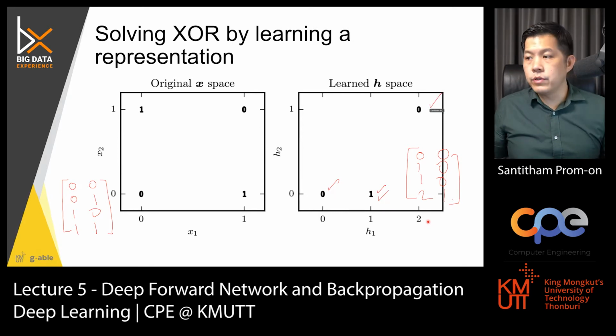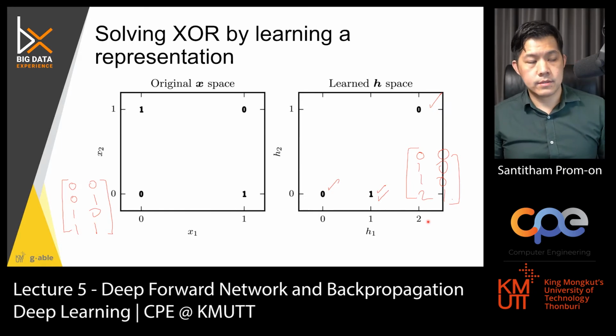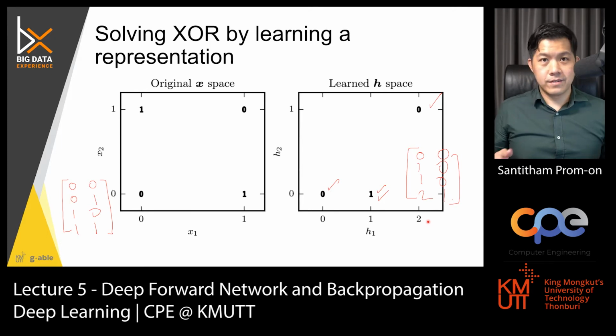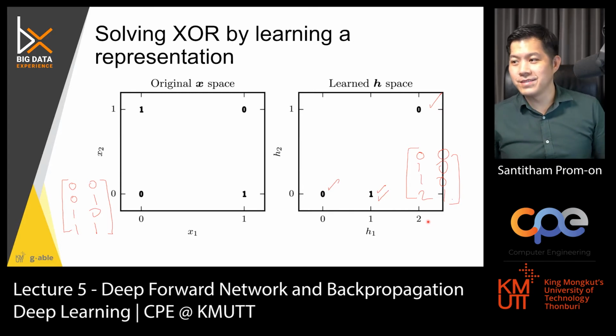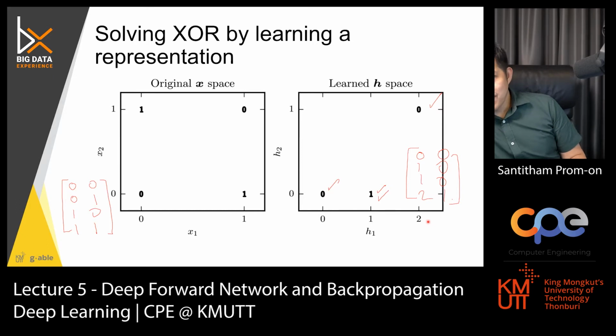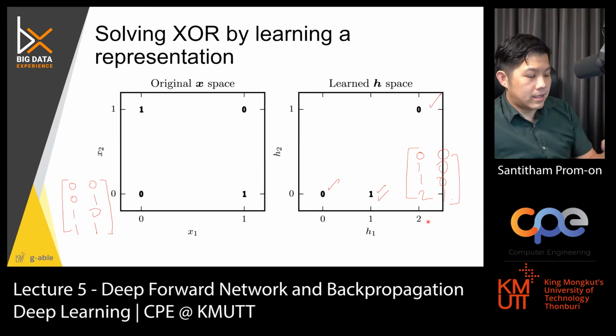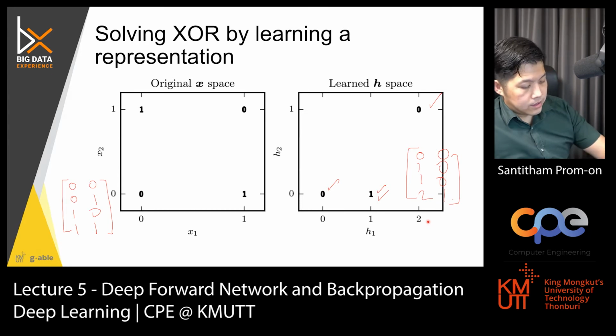So can anyone explain to me what happened here? Turn on the microphone and speak. That's fine, type in the chat, it's okay as well. What happened? Oh, and by the way, once we saw that there is this learned space here, now we can clearly draw one line that separates 1 and 0 from one another.